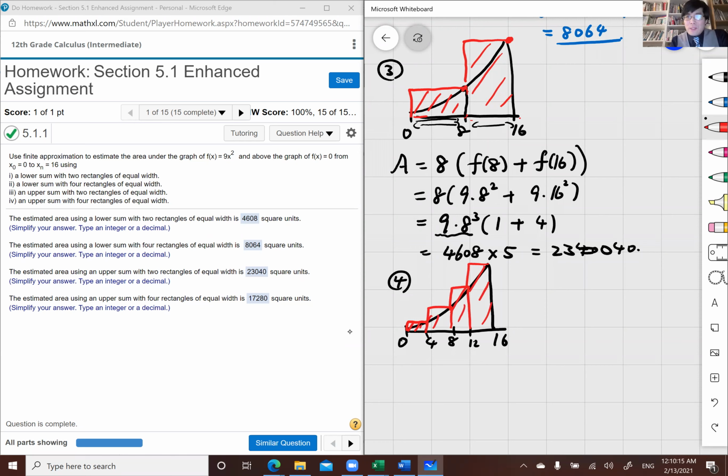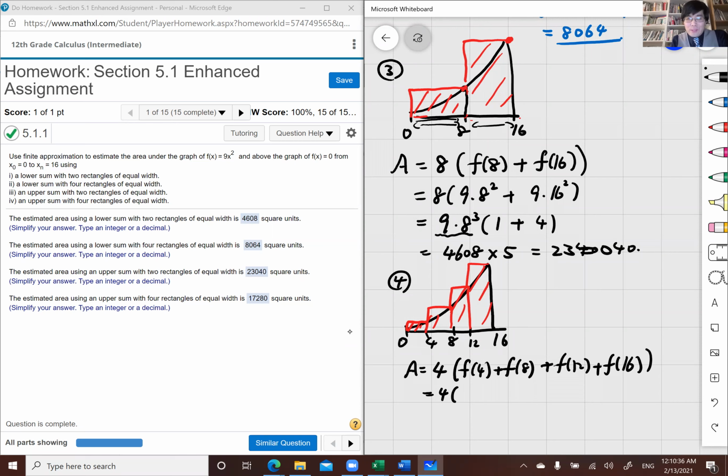Okay, so the sum of the area is going to be, each width is 4, and you're going to have f of 4 for the first height, f of 8 for the second height, f of 12 for the third height, and f of 16 for the fourth height.